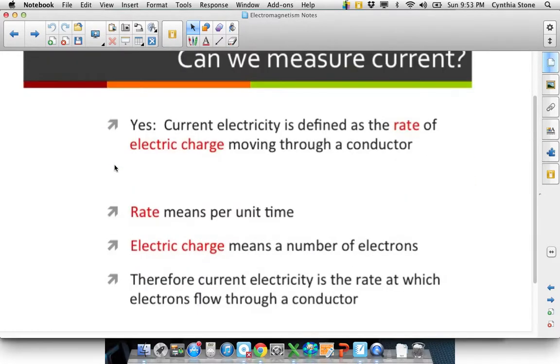So how do you measure current? Well, first of all, knowing that current is actually how fast the electrons move. And electrons have electric charge, and so it's the rate of electric charge. So it's a rate. When we talk about current electricity, you measure amps. And what you're measuring is how fast are the electrons moving.